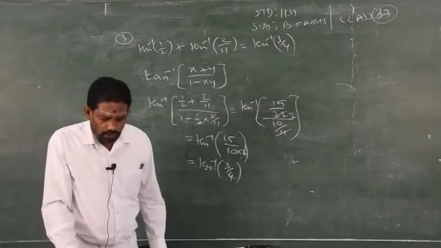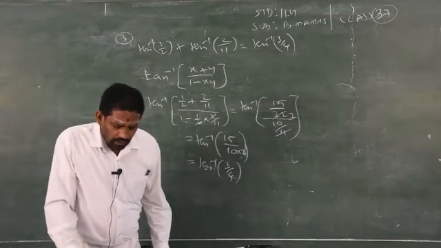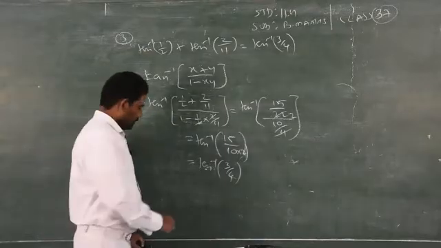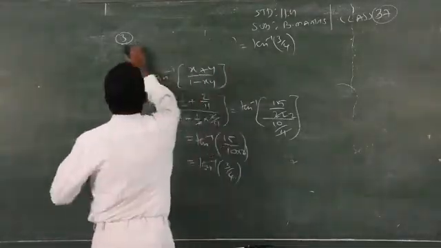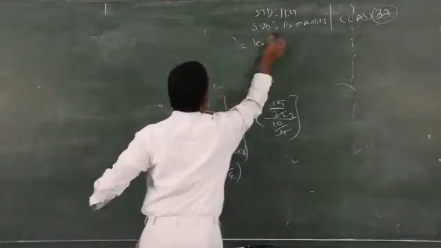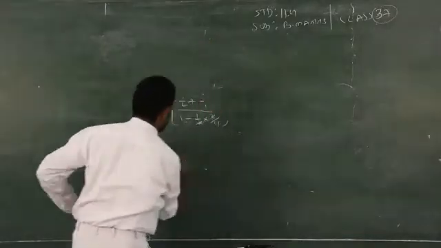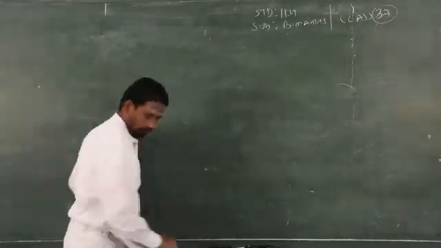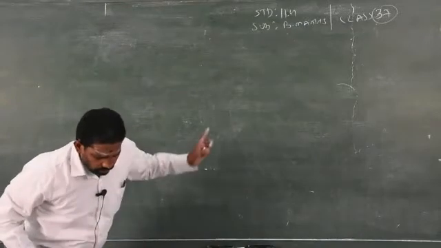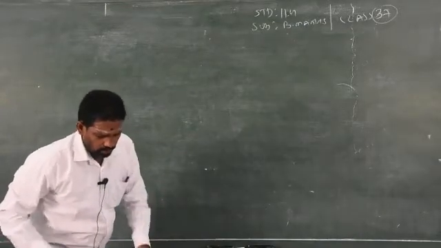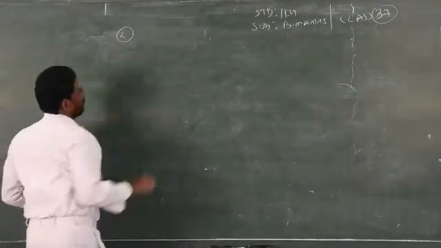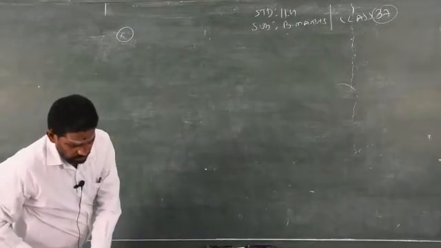Then sum number 4 is homework. Then we will go to sum number 5. So today we will complete this exercise. Sum number 4 is homework. Now we will go to sum number 5. What is sum number 5?